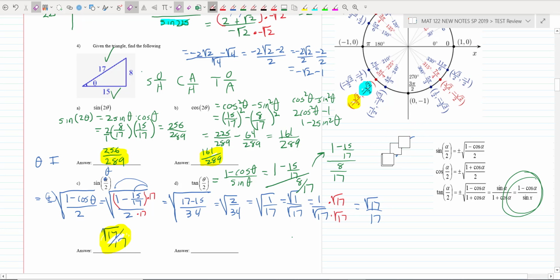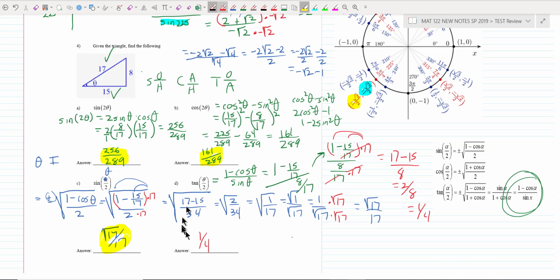So I've got a complex fraction, and you just want to get rid of that 17. This is pretty simple to do. You'd have 17 minus 1. 17 times 1 is 17. Distribute times 15 over 17, you would get 15. And then on the bottom, you would just have an 8. So you have 2 over 8, which is equal to 1/4. So that would be the answer to that problem. That's how you would solve that with the half angle identity.